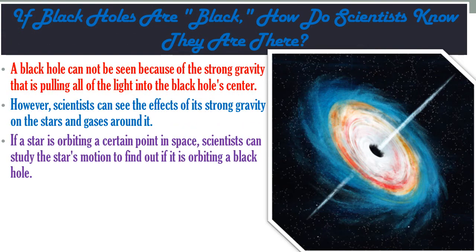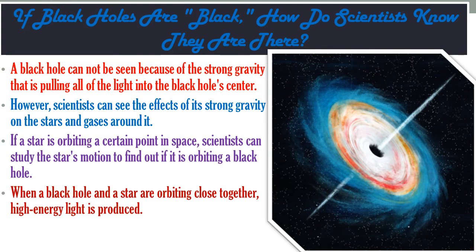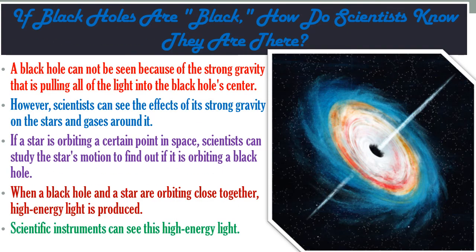If a star is orbiting a certain point in space, orbiting meaning going around the black hole, scientists can study the star's motion to find out if it is orbiting a black hole. When a black hole and a star are orbiting close together, high energy light is produced. Scientific instruments can see this high energy light when a black hole and a star are orbiting close to each other.